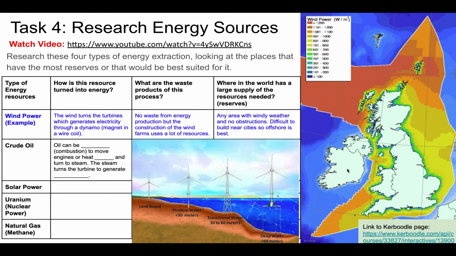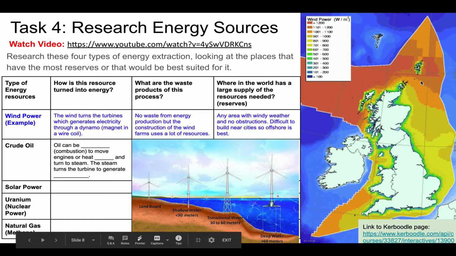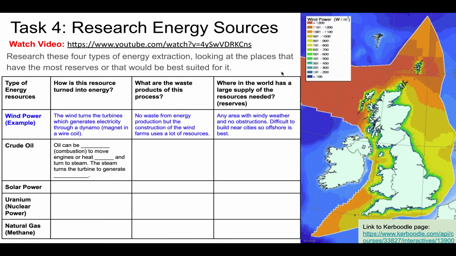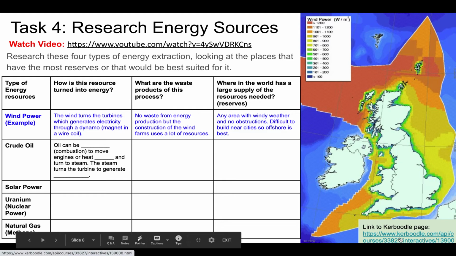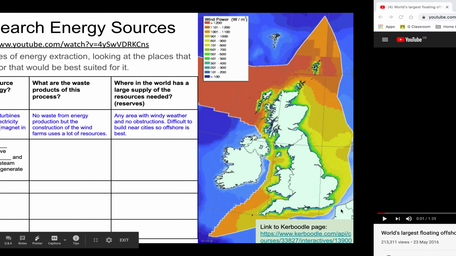So, where on this map would you want to place a wind farm if you wanted to maximise the amount of energy we're getting from it? And hopefully you're going to say somewhere up here in the North Sea. I would like you to watch this video up here, please. But if you want to read more about wind farms in the UK, you can click on this link to the Caboodle page to go and see that.